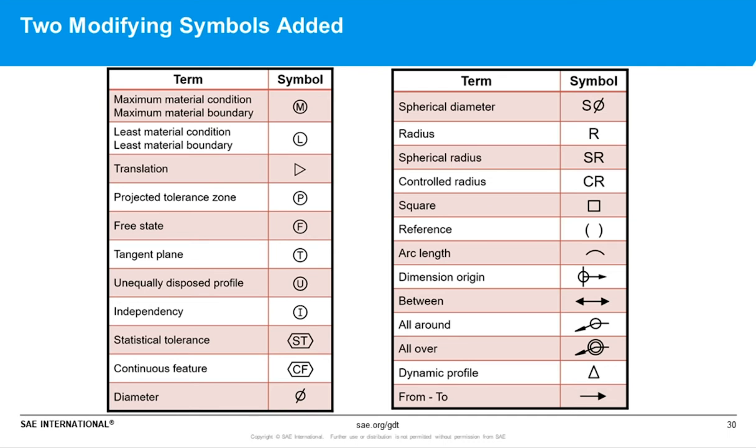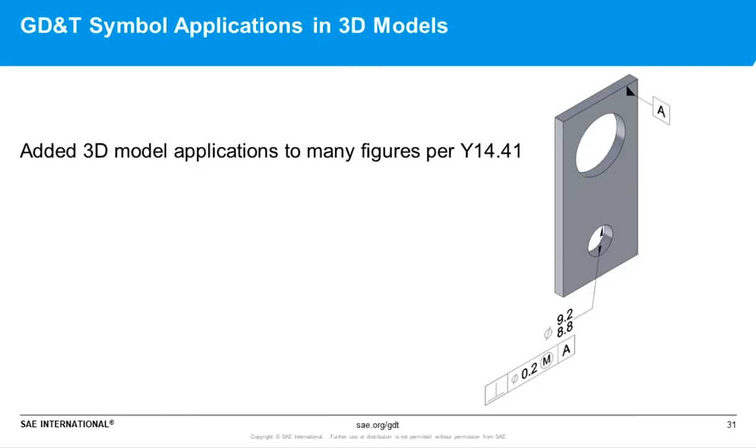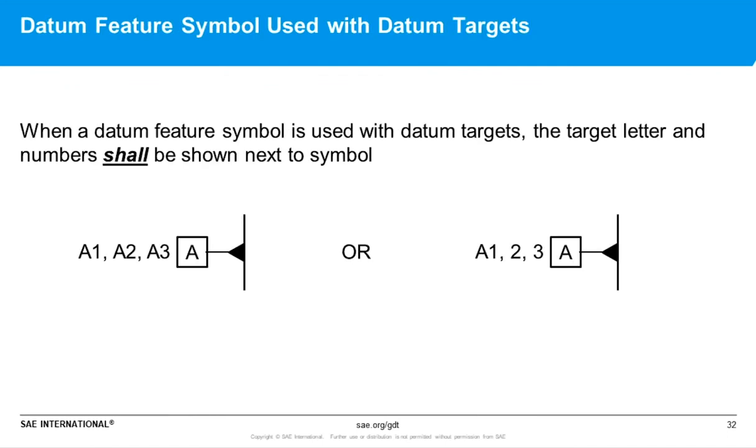And another significant change to the standard is the addition of two modifying symbols. We see down there at the bottom of the right chart, we have the dynamic profile symbol and the from-to symbol both added. So we'll talk more about those later when we get to the profile section. Again, as I mentioned previously, we show an example here where the standard does show a lot more 3D model applications in many of the figures, and of course those 3D model applications will have to conform to the Y14.41 rules as well.